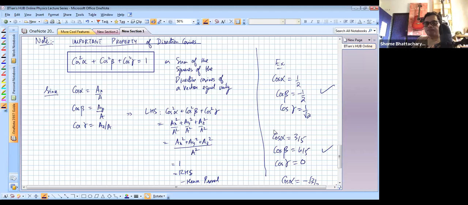Also 90. So that happens in the formula that you are saying, so gamma is 90 degrees.